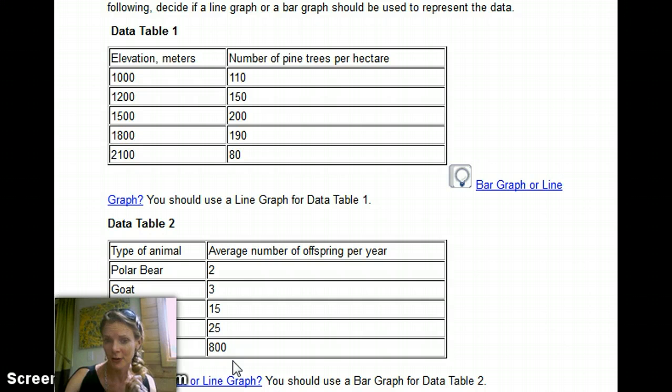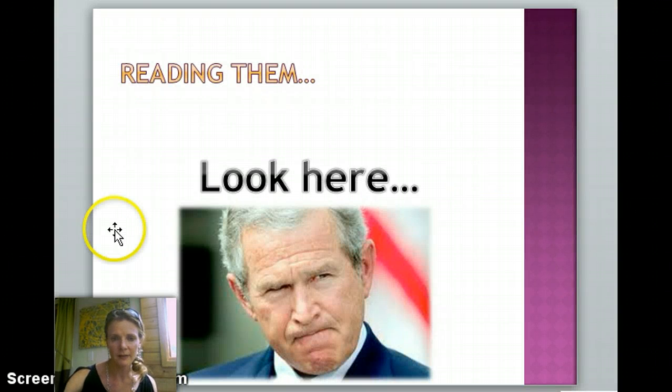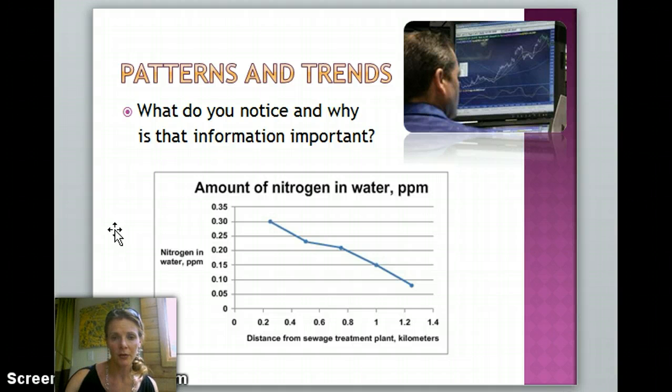Yes, bar graph. You're correct if you said that. So a bar graph would be great for data table 2 because you're comparing something, okay? All right, back to our little PowerPoint now. Patterns and trends, another thing to keep in mind.